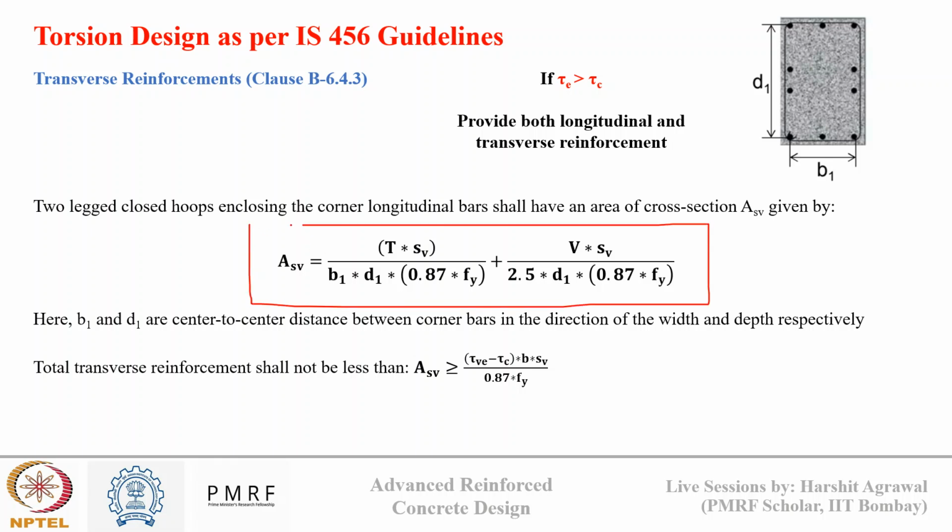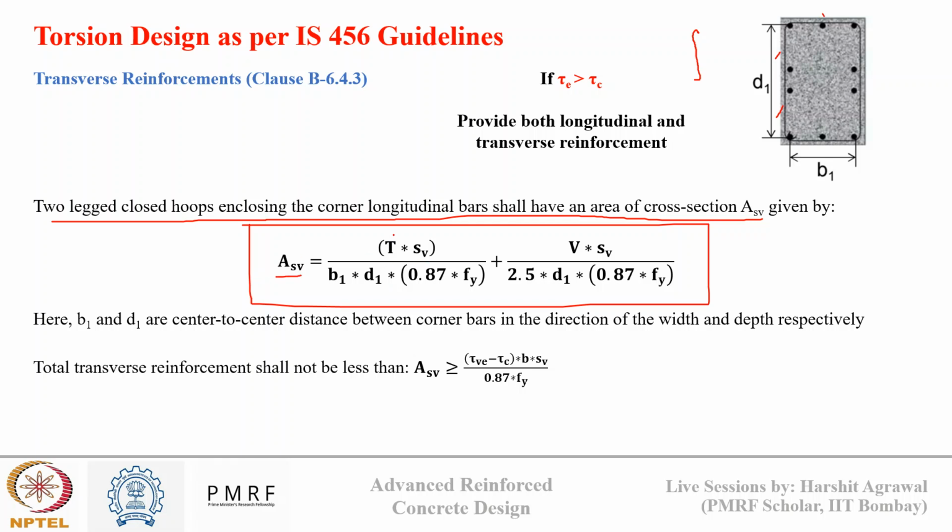Two-legged closed hoops enclosing the corner longitudinal bars shall be provided with an area of cross section Asv. Here we can't use single-legged stirrups. Code says that when torque is acting, then you need to use closed loop stirrups, so that they can completely enclose the reinforced section from the sides, which can resist cracks from everywhere. So for this, this formula is given.